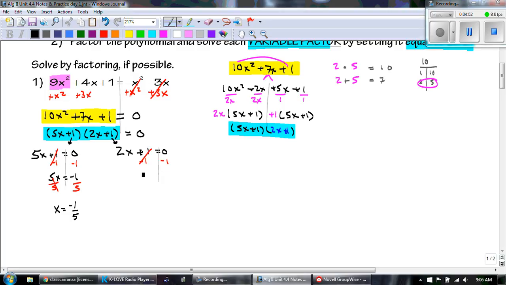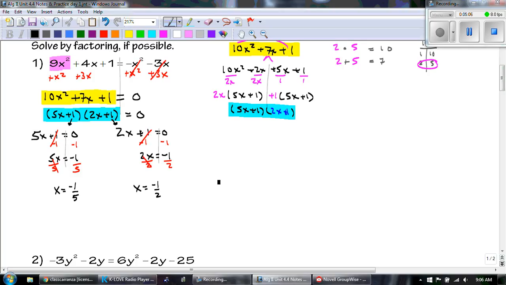I subtract 1 from both sides. I get 2x equals negative 1. Divide by 2, and we get that x equals negative 1/2. So my answer is x equals negative 1/5 and negative 1/2. Those are the two answers to that quadratic equation.